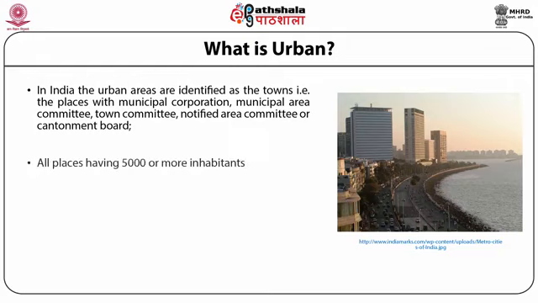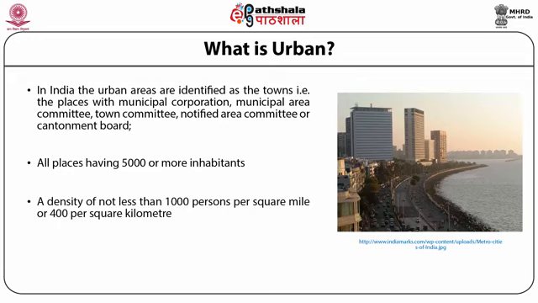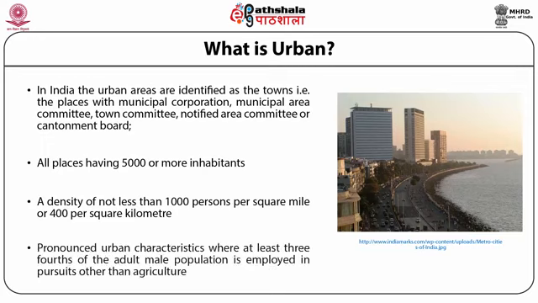Also, all places having 5,000 or more inhabitants, a density of not less than 1,000 persons per square mile or 400 per square kilometer, with pronounced urban characteristics, and where at least 3/4 of the adult male population is employed in pursuits other than agriculture.